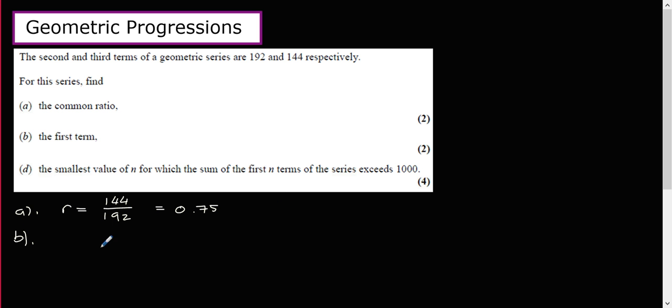For B, if we're trying to find the first term, well, u1 is a, but is a on its own, sorry, getting ahead of myself. So u1 is a, u2, which we're given, is a multiplied by r, and that's 192. And so we're just going to use that information and say that a is 192 divided by r, which is going to be 256. Double check that. Yeah. So we've done A and we've done B.